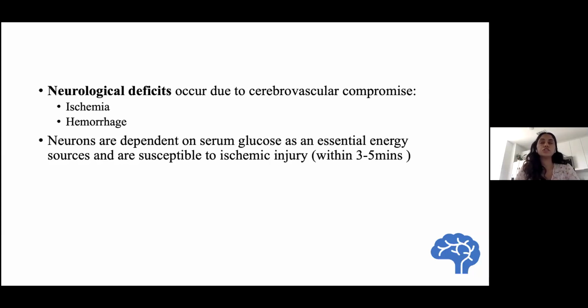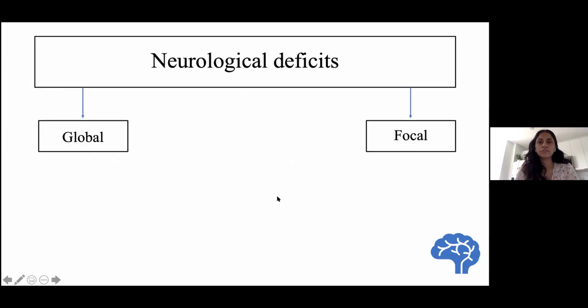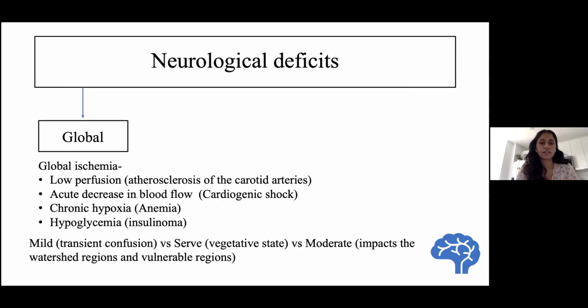Remember, even during our starvation phase, when someone's fasting for a prolonged period of time, all of the rest of our body is able to use ketones as a main source of energy. The brain is one key part that still requires glucose. It's highly dependent on that. So when you're thinking about neurological deficits, you want to think about whether the cerebrovascular compromise is global or focal, and the symptoms will help guide you as to how the patient is presenting.